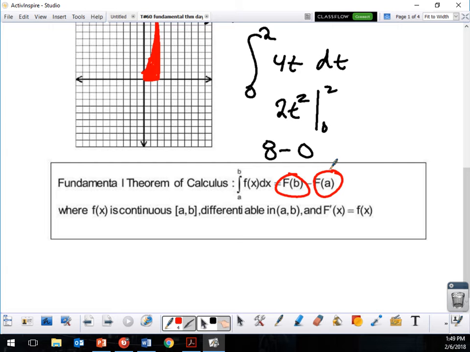Remember, we do integration is the capital letter F. So the significance is that when I'm taking integration of f, it gets me my capital F. Right? Okay? Where f of x is continuous over that, differentiable in all of AB. What does that mean? In the integral of A to B, does it have to be differentiable on the ends? It does not have to be differentiable on the ends. And F prime of x is going to give me just f of x. So if I take the derivative of my integral, it's going to give me my function again.